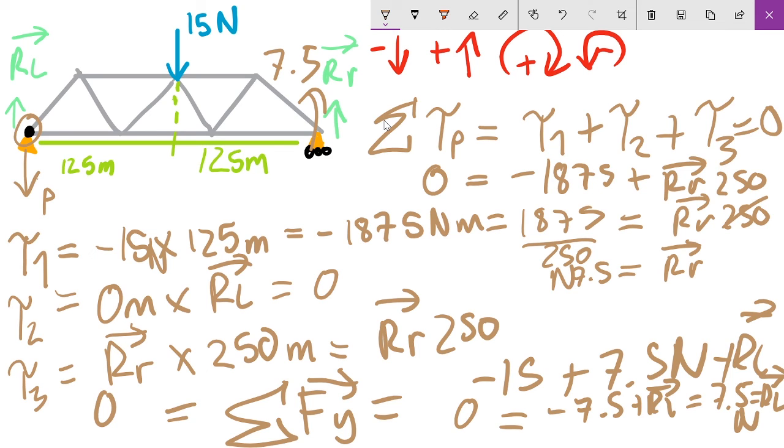So therefore, when a load comes down like that, there's going to be a reaction force of 7.5 newtons from the right and 7.5 newtons from the left.